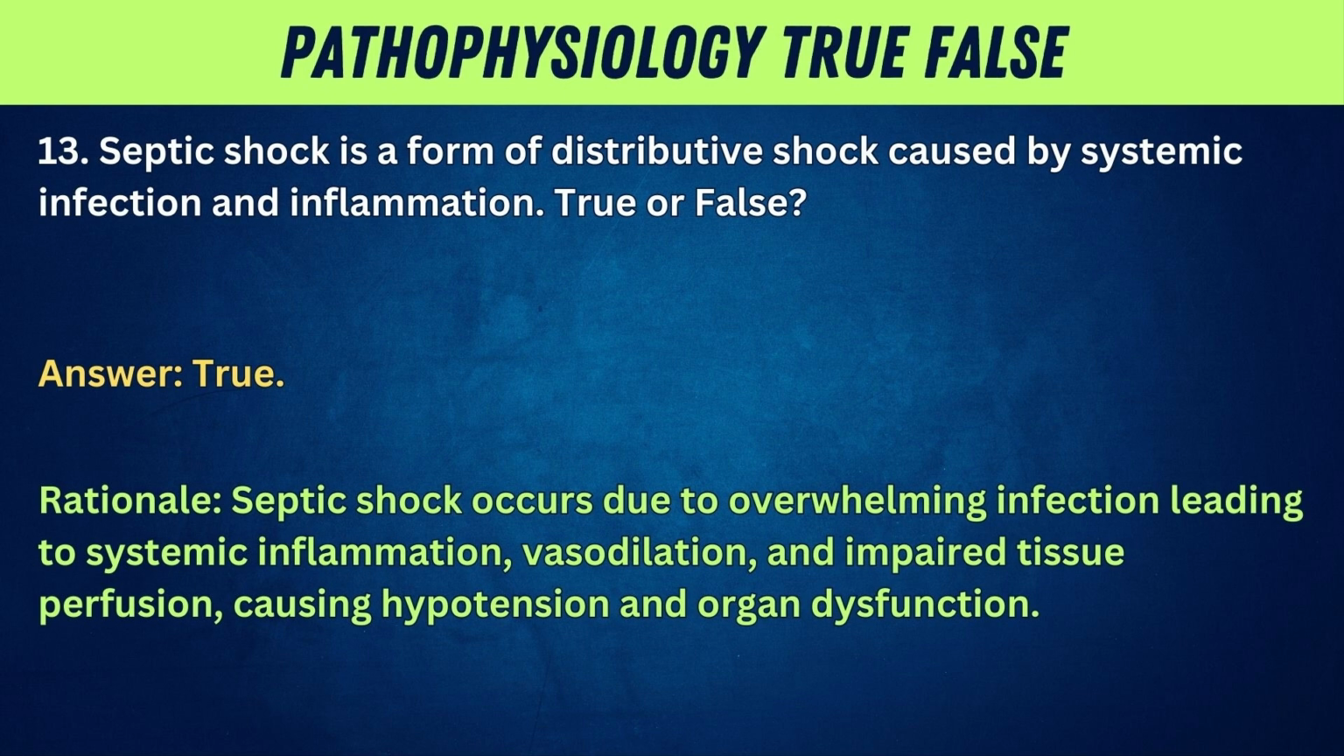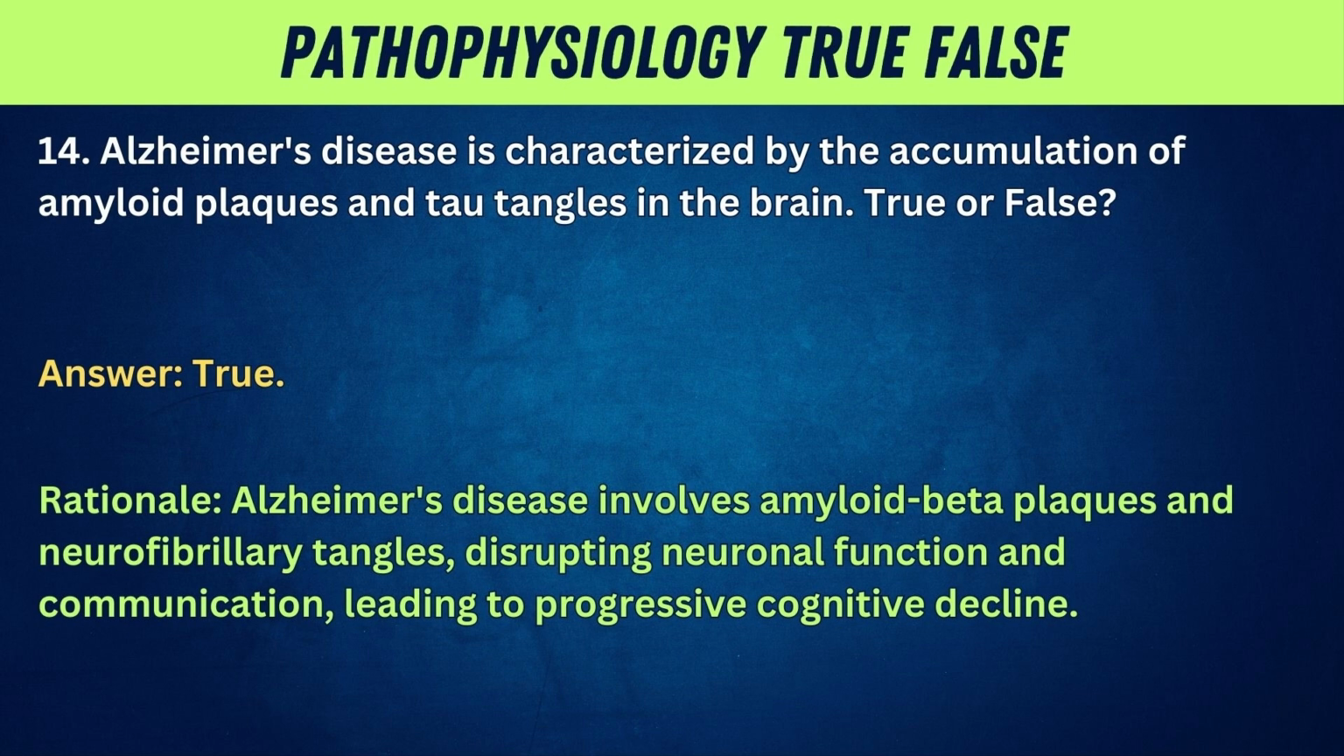13. Septic shock is a form of distributive shock caused by systemic infection and inflammation. True or false? Answer: true. Rationale: septic shock occurs due to overwhelming infection leading to systemic inflammation, vasodilation, and impaired tissue perfusion, causing hypotension and organ dysfunction.